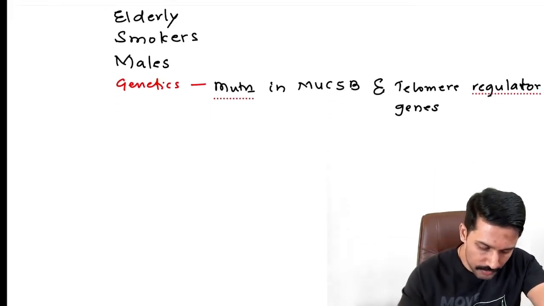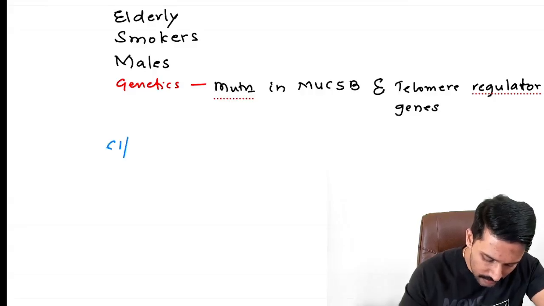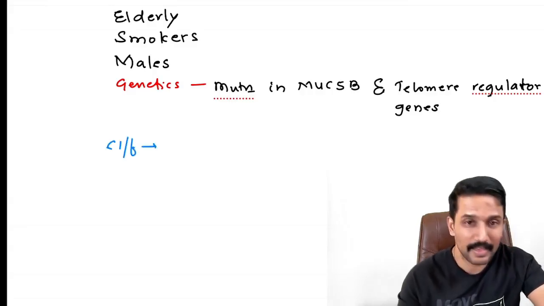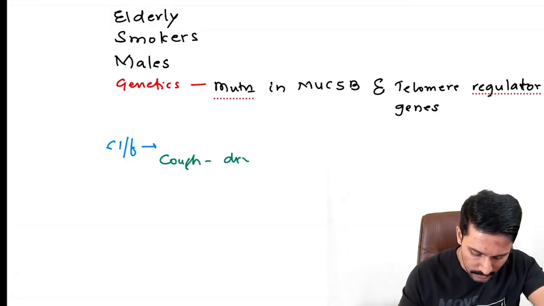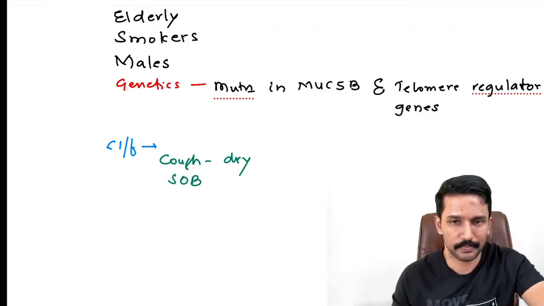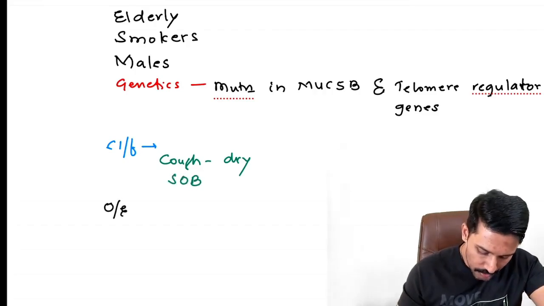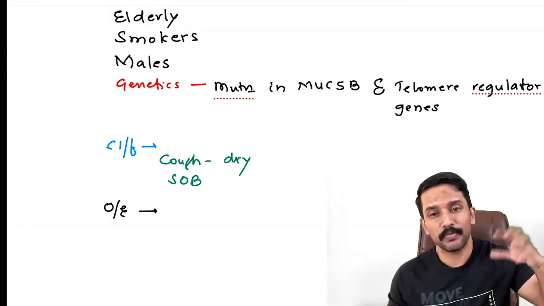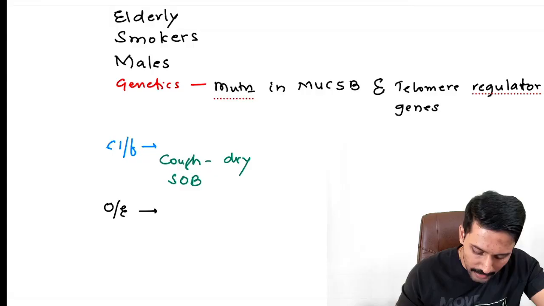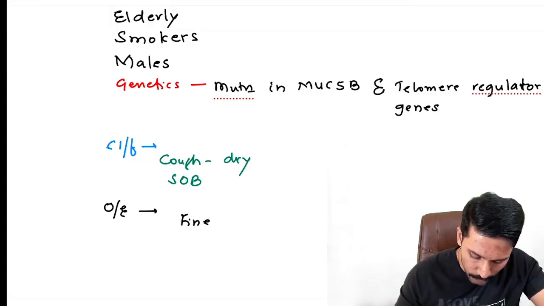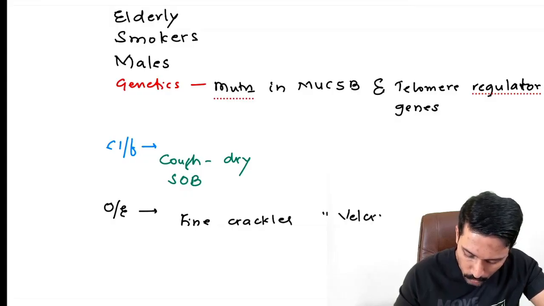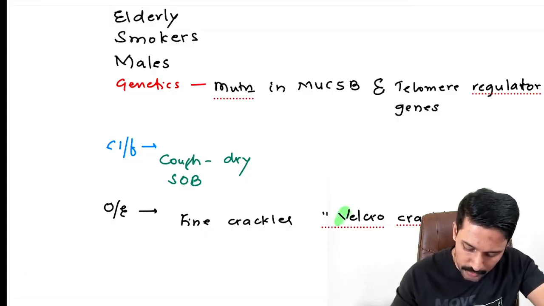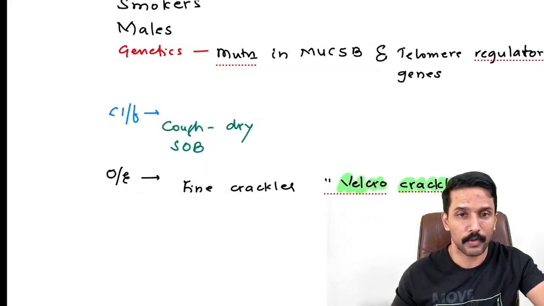Okay, now what clinical features do these patients present with? Just like any other case of respiratory disorder, they present with cough, which is usually dry, and shortness of breath. On examination, unlike COPD and asthma where we get wheeze or rhonchi, here we get fine end inspiratory crackles, also described as so-called Velcro crackles. And remember, if Velcro crackles appear in any of your MCQs, the examiner is pointing towards idiopathic pulmonary fibrosis.